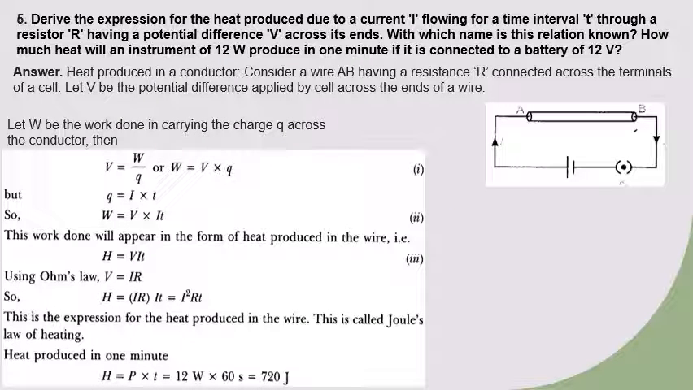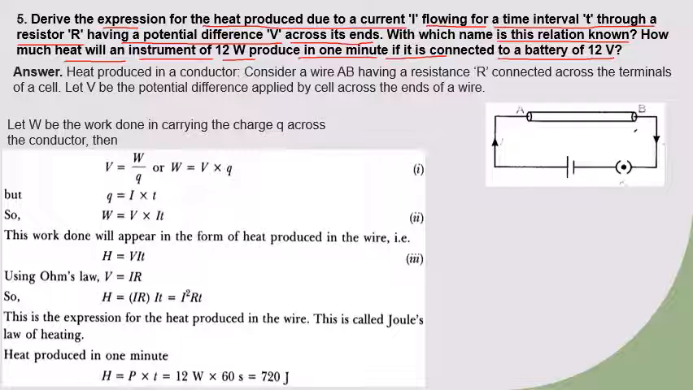Question, children. Here you have to derive the expression for the heat produced due to the current I flowing for a time interval t through a resistor R having a potential difference V across its ends. Okay, with which name is this relation known? How much heat will an instrument of 12 watt produce in 1 minute if it is connected to a battery of 12 volt? Now let's see this question in parts.